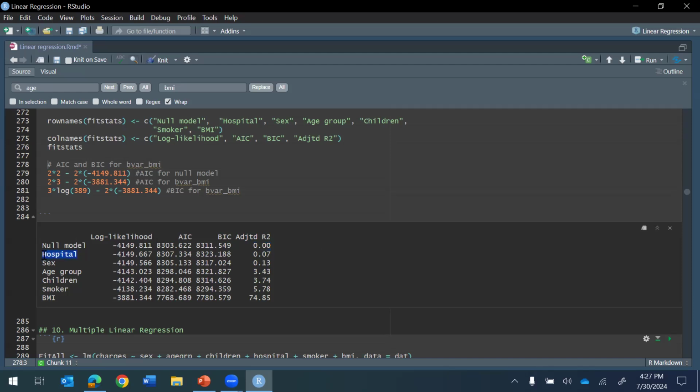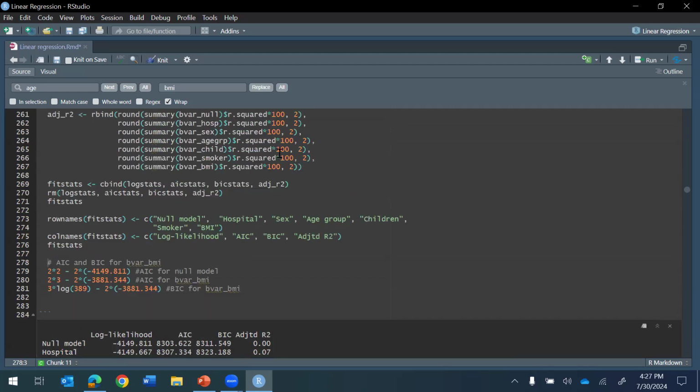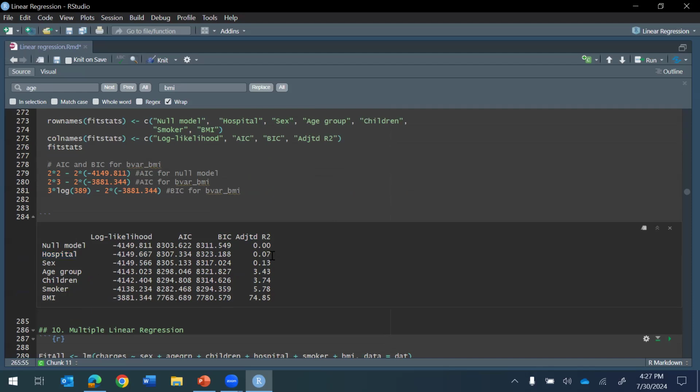The variable hospital is explaining, remember we converted these into percentages because we multiplied them by 100, only 0.7% of the variability in the medical expenses. Sex is explaining 0.3%. Age group is explaining 3.43%. Children, 3.7%. Smoker, 5.78%. But the BMI is explaining the largest share of the variability, which is 74.84% in the model. Is everyone with me?